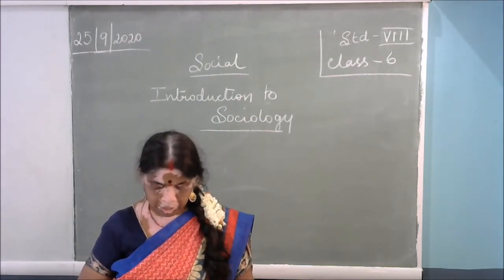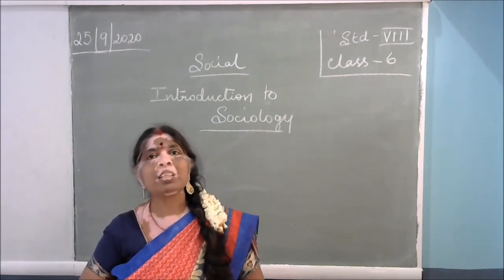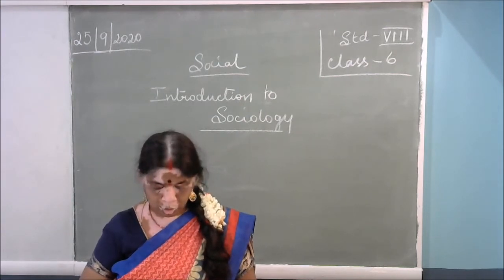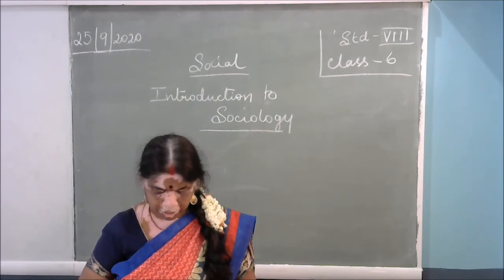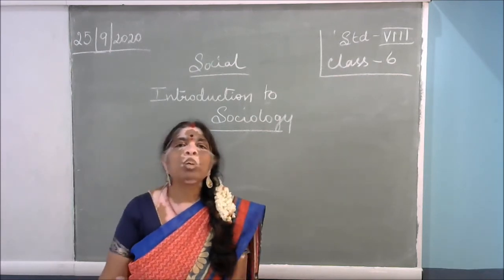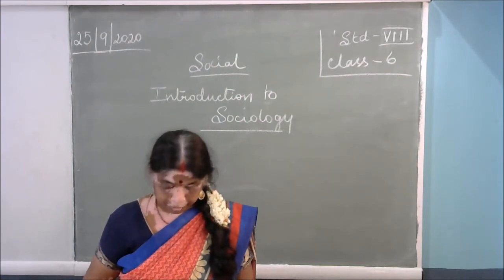Since a human being is a social being, he always longs to live along with other people. Social living is necessary for well-being and growth. Hence human society is called a web of social relationship.